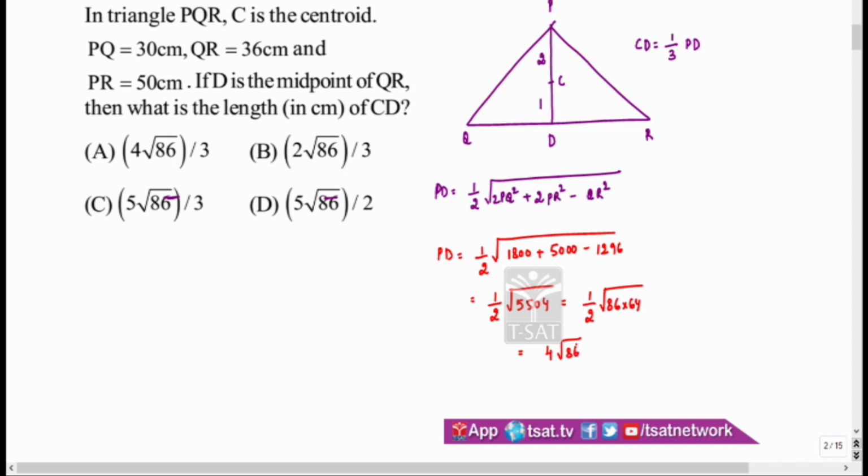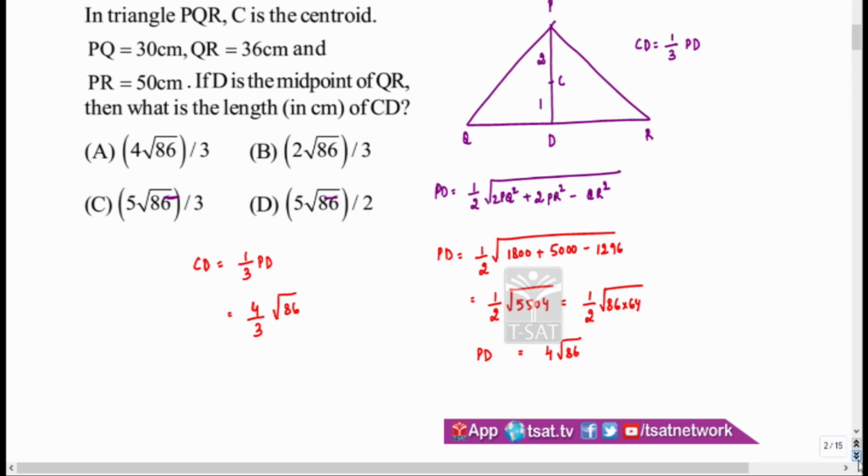This is not CD, this is PD. But we need to find out CD. CD is 1/3 of PD, which is equal to 1/3 of 4 root 86, that is 4 by 3 root over 86. So answer is 4 by 3 root over 86.